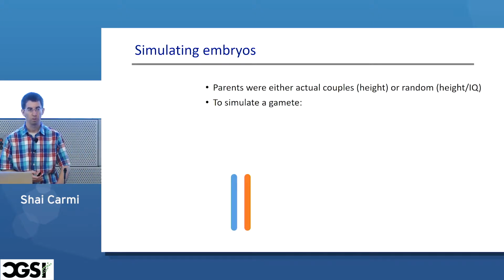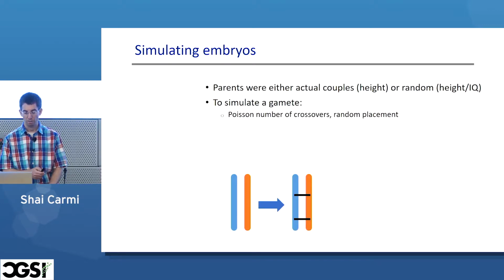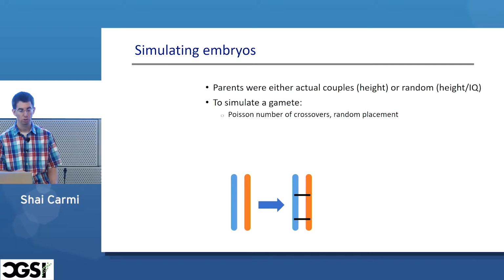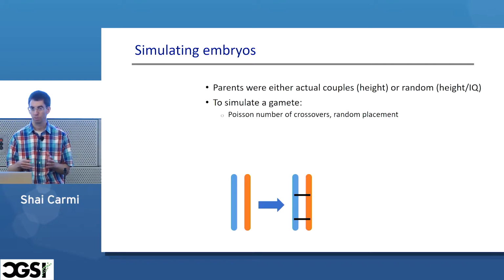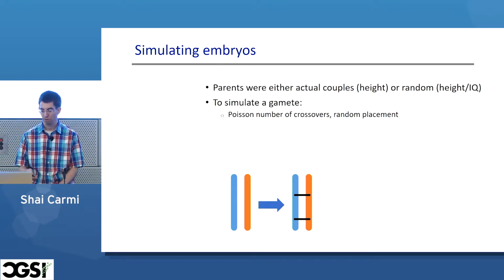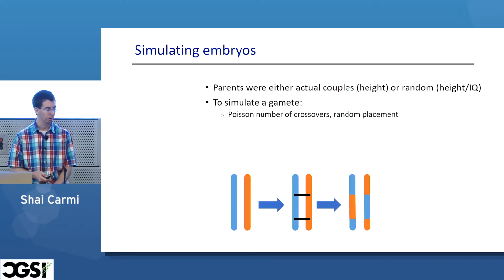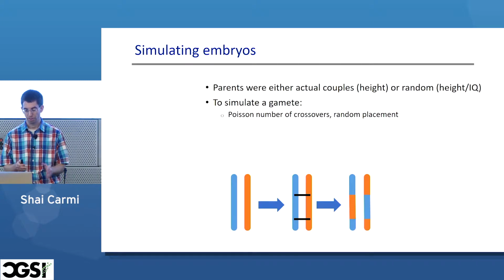To simulate the child, we take the two chromosomes. For each chromosome, we take the two homologous chromosomes of each parent, and then we simulate crossovers. First, we draw the number of crossovers according to a Poisson distribution, with mean equal to the length of the chromosome in Morgans, and then we place those crossovers randomly, and then we shuffle the chromosome to generate the two possible gametes.